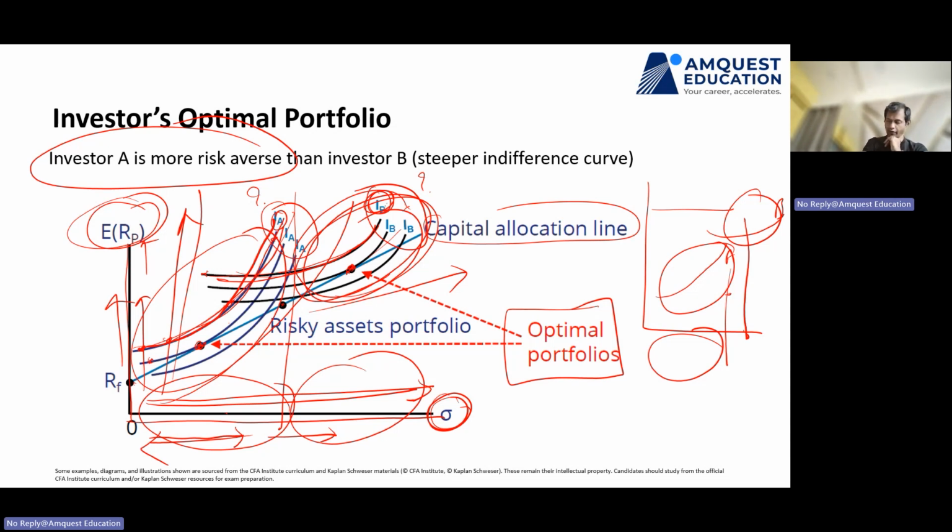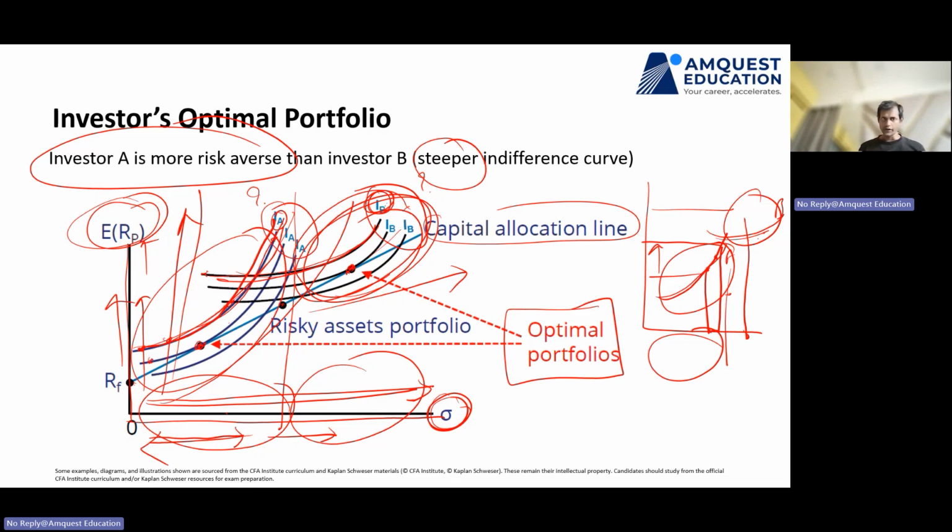And why? Because if the curve is steeper, it means that this person, for taking only a little bit more risk, is wanting so much more return. So he's scared, he's risk averse. But if it's more flat, he's okay to take a little more risk because he's not demanding too much more return. So I'm explaining to you why. A steeper indifference curve will always be a more risk averse person. Clear?